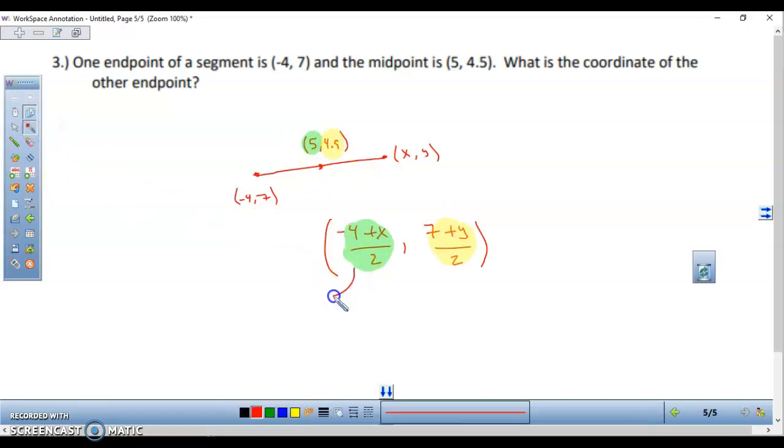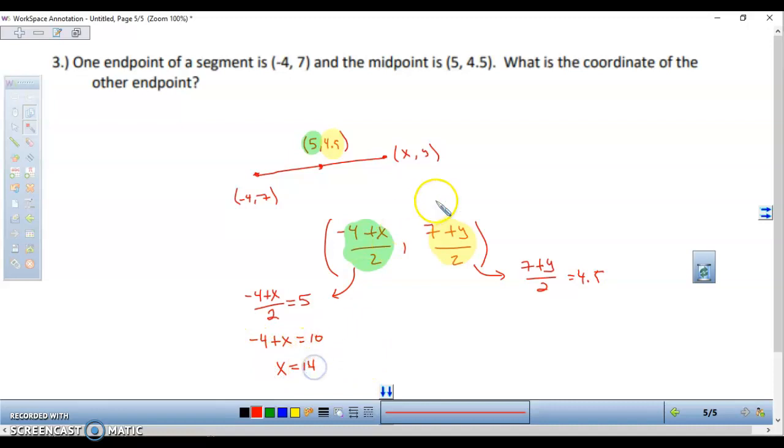So I know that negative 4 plus x divided by 2 must equal 5. And I know over here that 7 plus y divided by 2 must equal 4.5. And now I will solve for x over here. I'll multiply both sides by 2, giving me negative 4 plus x is equal to 10. I'll add 4 to both sides, so x is 14. So over here, I know that my x coordinate is 14. Now to solve for y, I'll multiply both sides by 2, so 7 plus y is equal to 9. I'll subtract 7 from both sides, so y is equal to 2. So the y coordinate is 2.